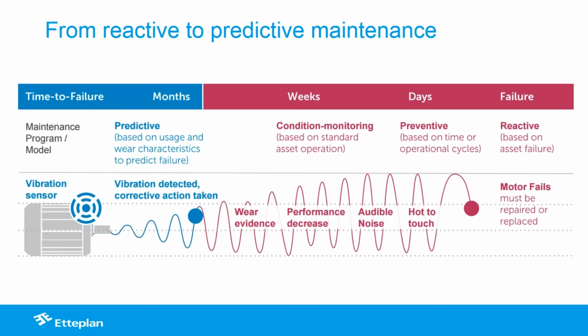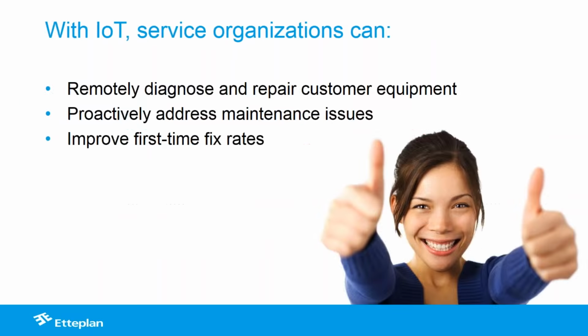Thanks to IoT, you're able to go to predictive maintenance, because those sensors will be able to tell you when a certain part or component will start to wear out, and therefore send out the service mechanic with the right part, with the right information, so that he or she can replace the part before it even goes down. That means there's a massive opportunity to improve profitability or lower the cost, and solve a lot of problems before they even happen. So with IoT, service organizations and OEM manufacturers can remotely diagnose and repair customer equipment, but also proactively address maintenance issues and improve first-time fix rates by quite a bit.